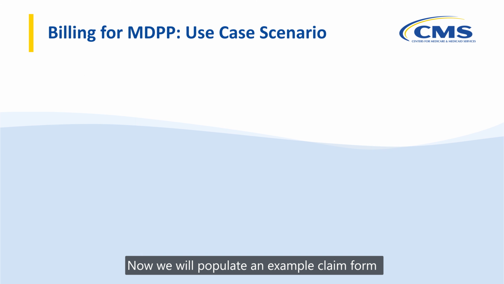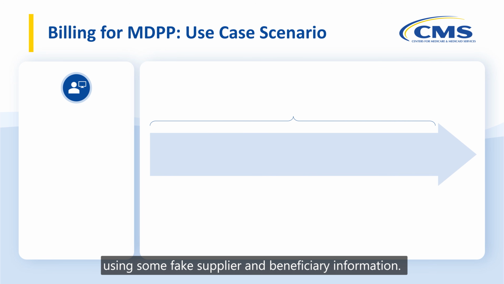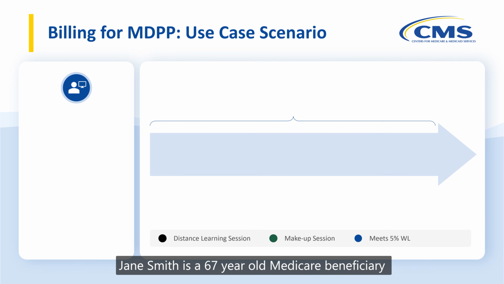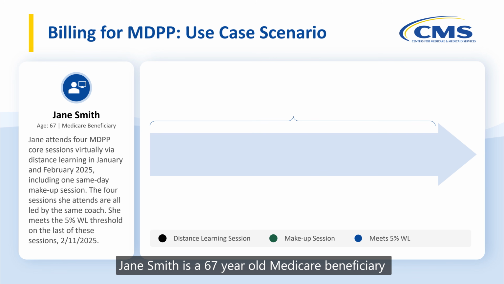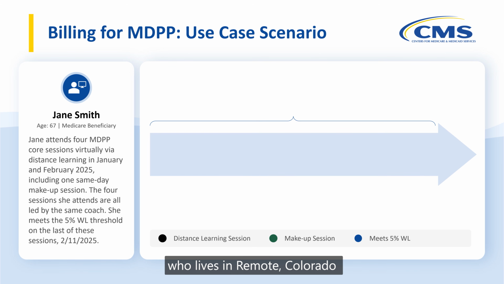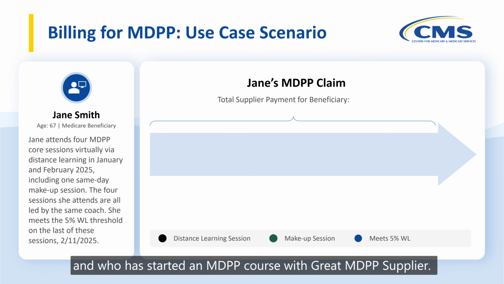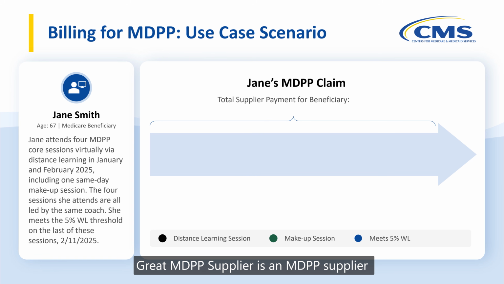Now we will populate an example claim form using some fake supplier and beneficiary information. Jane Smith is a 67-year-old Medicare beneficiary who lives in remote Colorado and who has started an MDPP course with Great MDPP Supplier. Great MDPP Supplier is an MDPP supplier based in Anytown, Colorado, who primarily offers distance learning sessions.